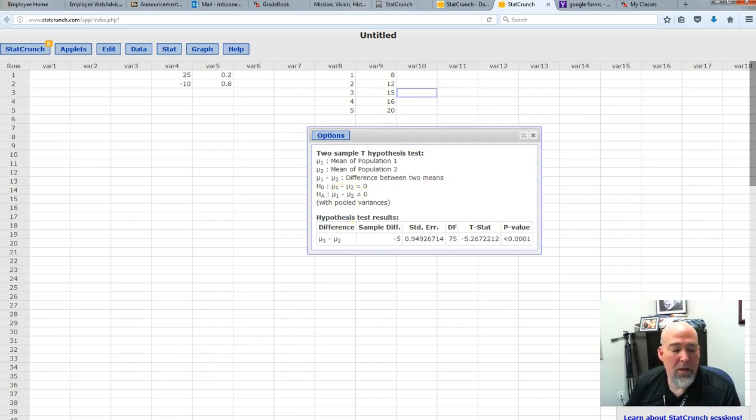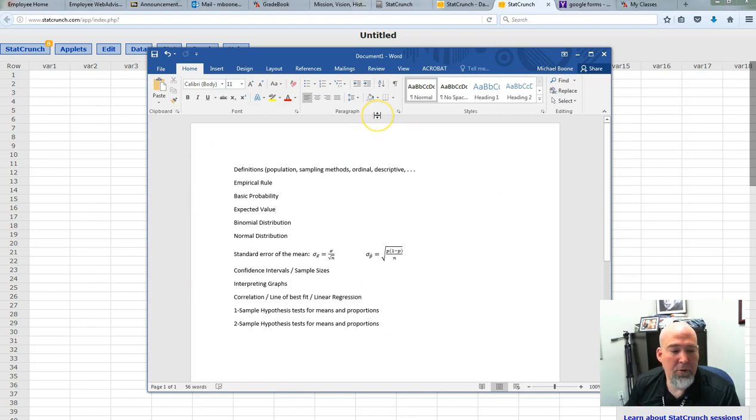So a quick review of what's expected on your final exam. I will send you this sheet. Again, you are allowed to have a formula sheet. If you have any questions about StatCrunch or anything like that, please let me know.